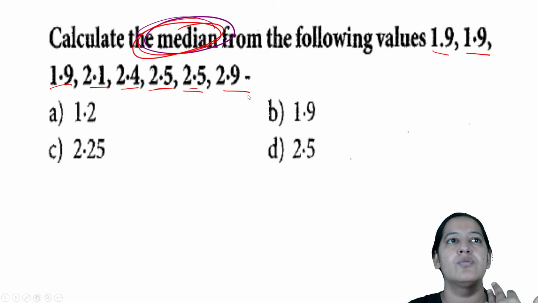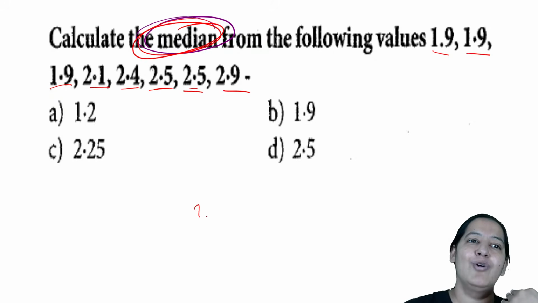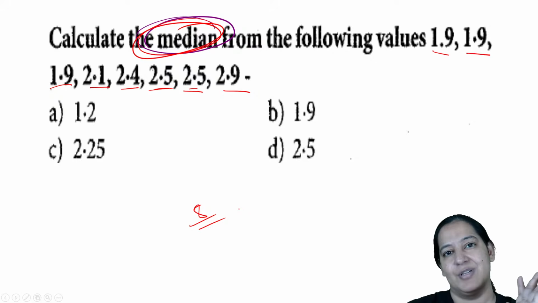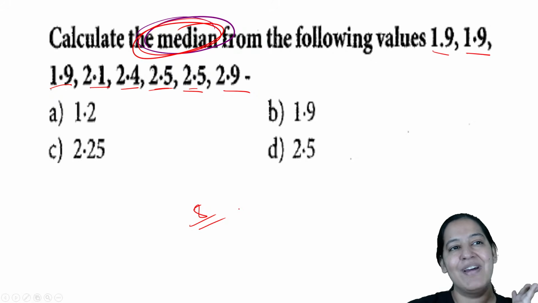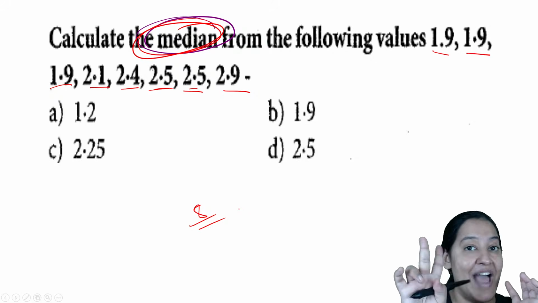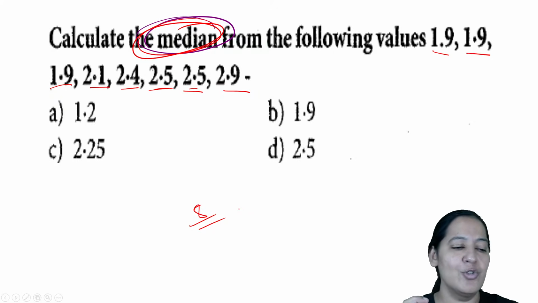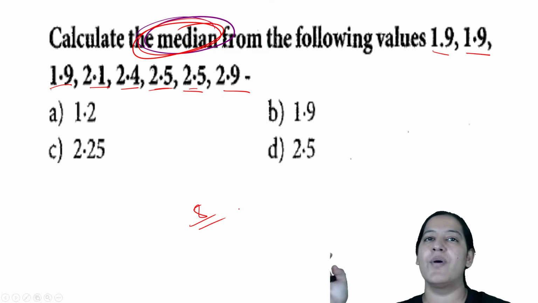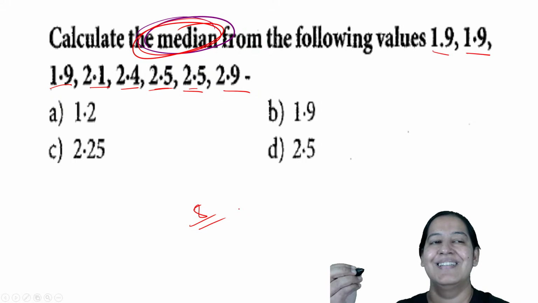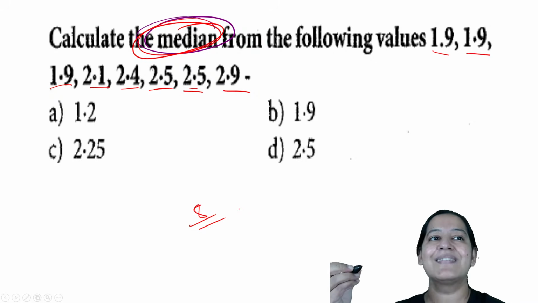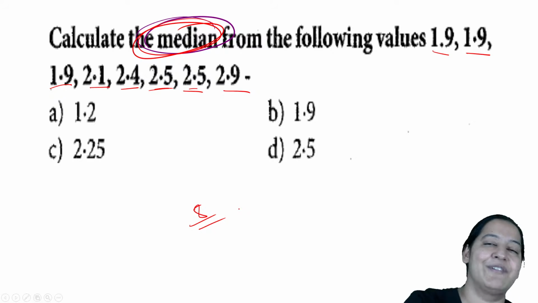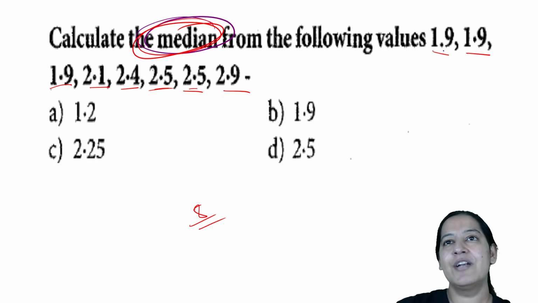How many values? 1, 2, 3, 4, 5, 6, 7, 8. 8 values are there. It is an even number. Total values are 8, so you have to take the average of the middle 2. So what are the middle 2 values? Yes, Niranjan, why are you not answering? Fast. RK, what is the answer here? A, B, C, D, you can see the options. What will be the answer? So what are the middle 2 values?